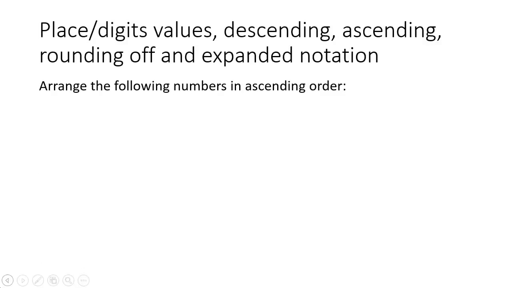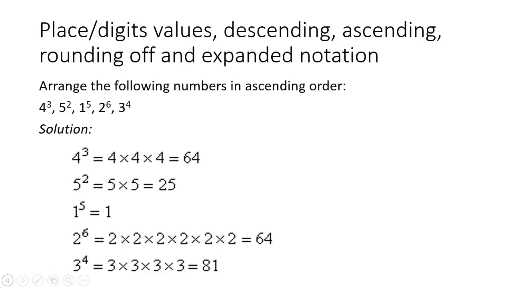Now let's look at place values and digit values, descending and ascending order. Say, for example, they ask you to arrange the following numbers in ascending order. The numbers are 4 to the power 3, 5 to the power 2, 1 to the power 5, 2 to the power 6, 3 to the power 4. Now, you will not know the value of 4 to the power 3 just by looking at it. So what we propose is that first of all, you write all the 5 numbers out.